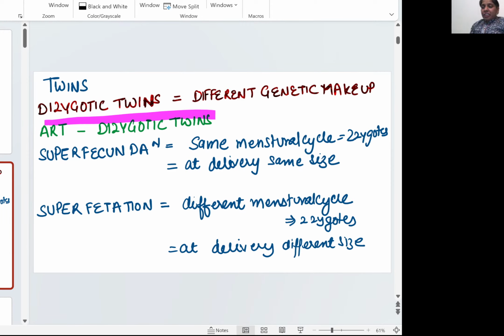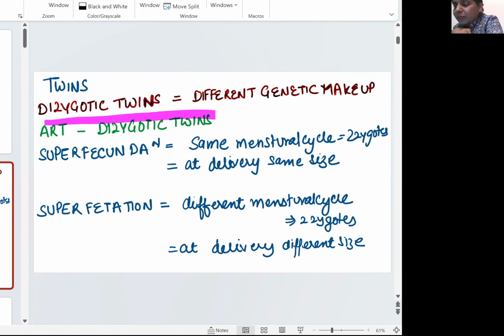What is superfecundation? It means that the dizygotic twins are formed in the same menstrual cycle just after some gap. And what is superfetation? That the dizygotic twins are formed, one in one cycle and the other in another cycle. So in human beings only superfecundation occurs. If the twins are formed in different menstrual cycles, then what will happen?